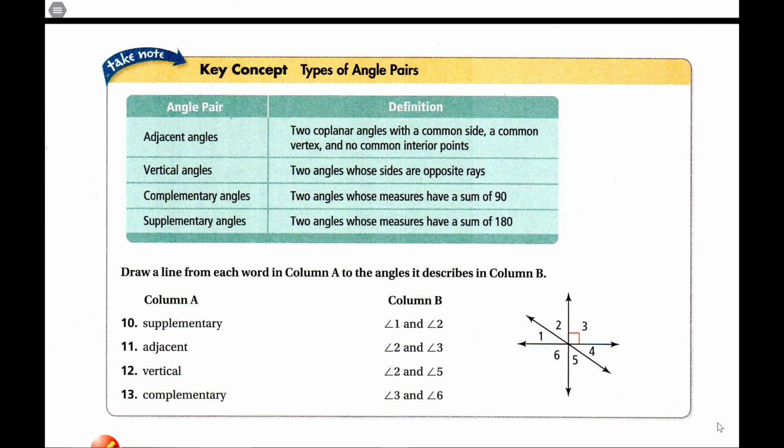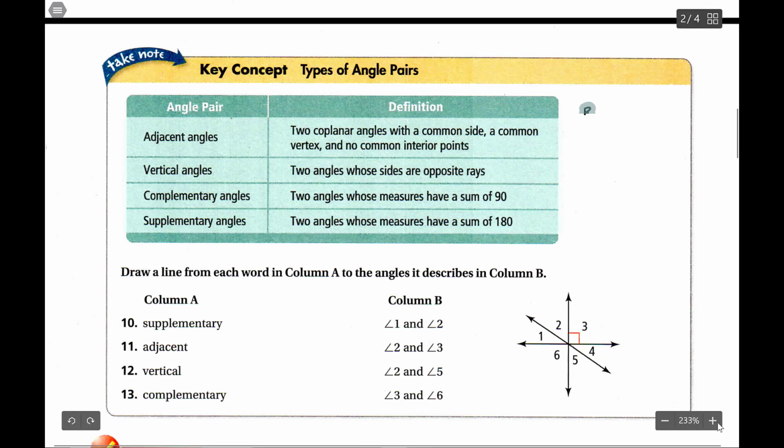So the key concept that we're looking at first is the types of angle pairs. And we have some definitions here in the green box. We have adjacent angles, which are two coplanar angles that share a common side and a common vertex, and no common interior points. So we could imagine that to look something like this. If I have this vertex Q, and R, S, and T, angle SQT and angle RQS are adjacent angles. They share a common side, which is QS. They have a common vertex, which is Q, and no common interior points.